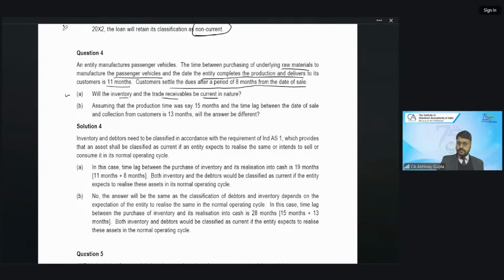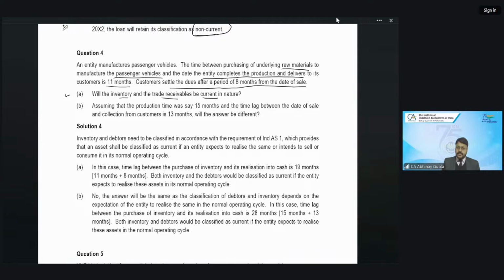Yes, sir. It will be classified as current in nature. Okay. Why? Because it is within the operating cycle. What do you mean by the operating cycle? Operating cycle means the purchase period, the production period, and the collection period. We will add all together, then it will be treated as an operating cycle. So you mean from the date on which the cash is deployed until the date when the cash is received. Yes, sir.